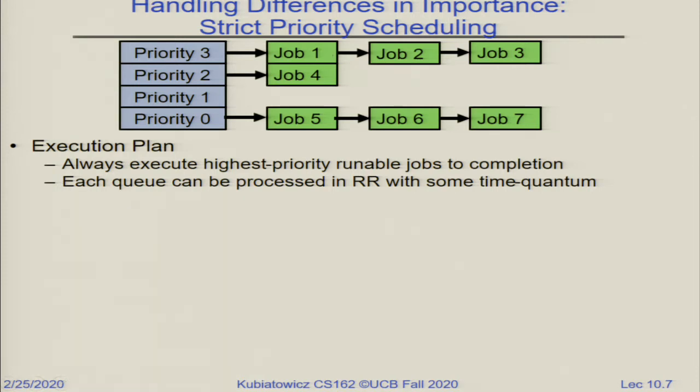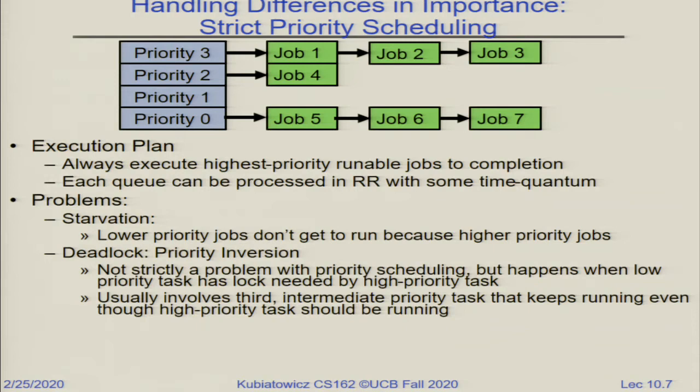So a pure priority-based scheduler like this would run all the priority 3 things, job 1, 2, and 3, until they're all gone, and then it would do priority 2. Okay? So in a pure priority scheduler, really the low priorities don't get to run at all as long as there are higher priorities.